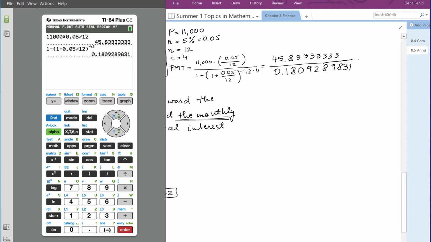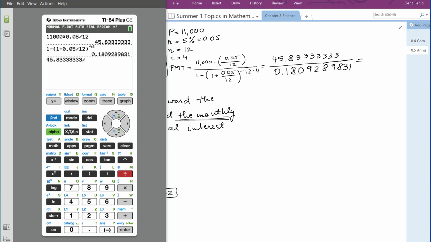0.18092899831. So now I'm going to recopy the numerator. So 45.83333. How many 3's? 7. Just be careful. I think my fingers are too big for these buttons.